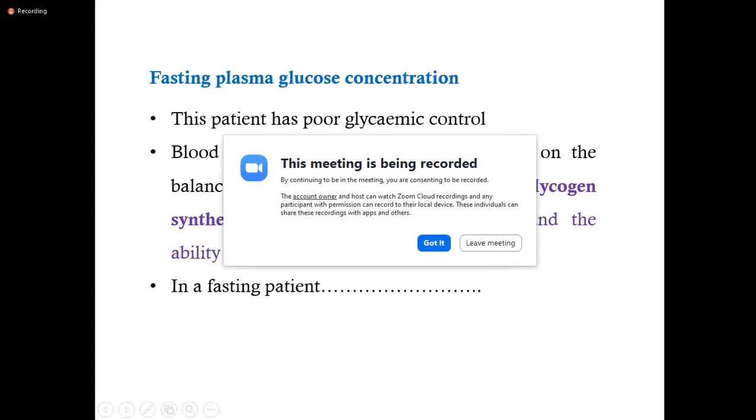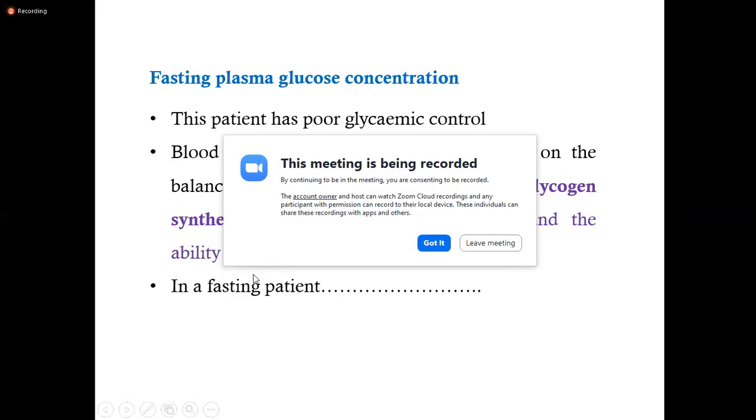Blood glucose concentration, as we all know, depends on many things and it's kind of a balance. Blood glucose concentration is maintained in a very narrow range by these factors. It depends on dietary glucose output, glycogen synthesis and breakdown, the balance of it, gluconeogenesis, and the ability of tissues to utilize glucose. So in fasting, what does that mean? We have taken the blood sample for the estimation of glucose after 8 hours of fasting.